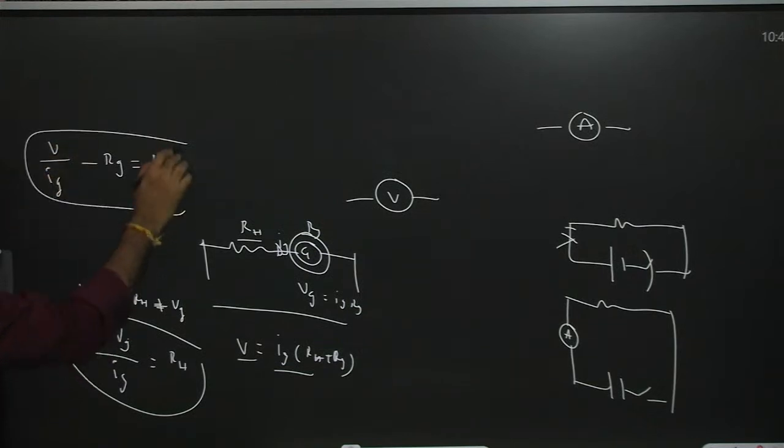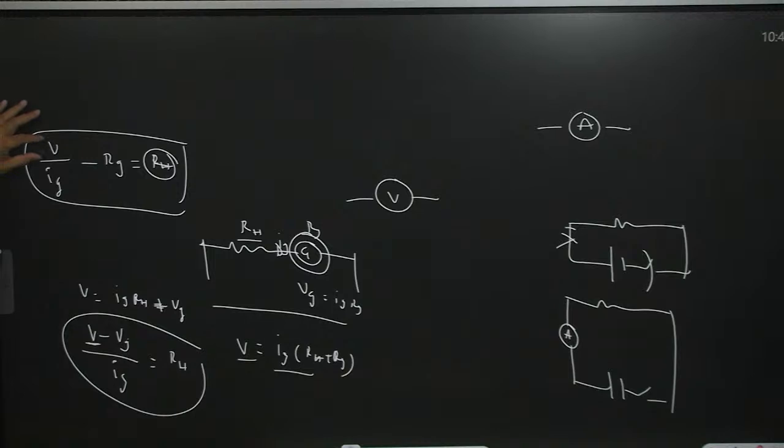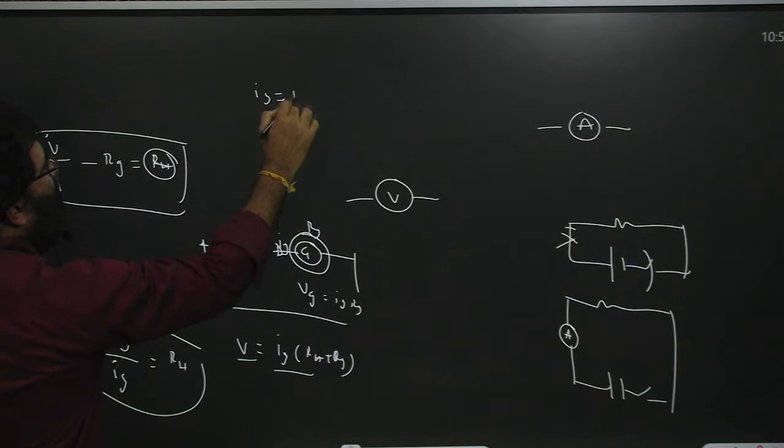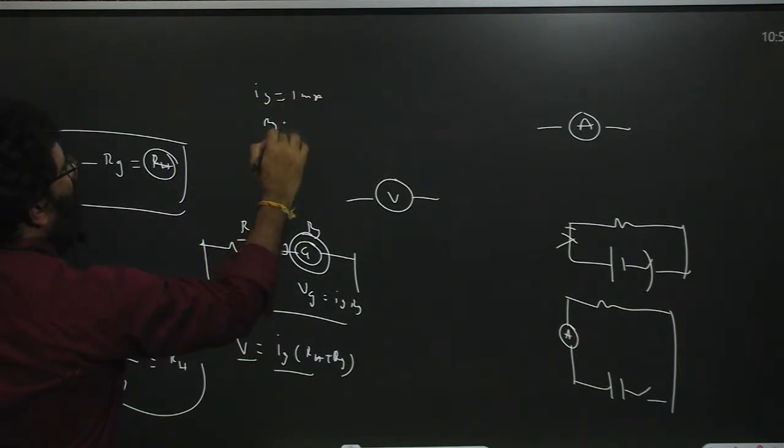So how much series resistance we have to connect is what we are getting. If I want to increase from 100 to 1000, initially you connect 100 and you will get one value. When we are getting 1000, these two values are fixed. Suppose Ig is 1 milliampere and Rg is equal to 1 ohm.